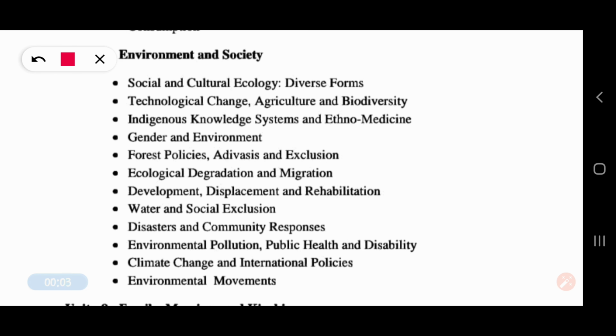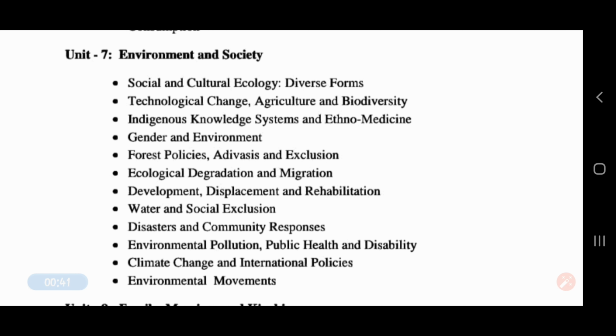The seventh unit of your syllabus is Environment and Society. So in it you have social and cultural ecology, diverse forms, technological change, agriculture and biodiversity, indigenous knowledge systems and ethnomedicine, gender and environment, forest policies, Adivasis and exclusion, ecological degradation and migration, development, displacement and rehabilitation, water and social exclusion, disaster and community responses, environmental pollution, public health and disability, climate change and international policies, and environmental movements.